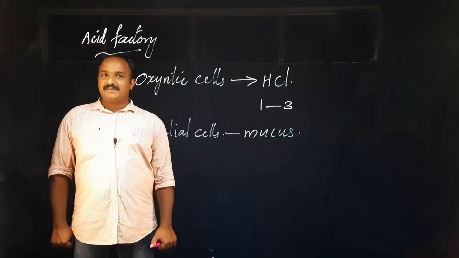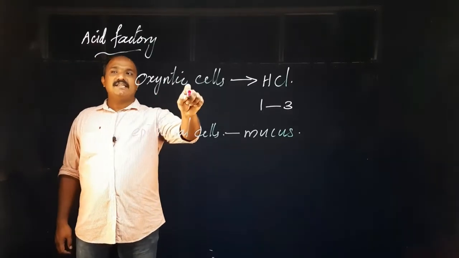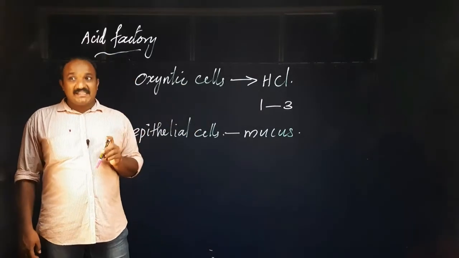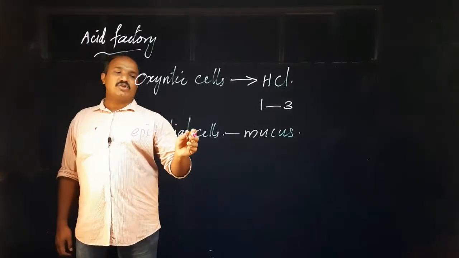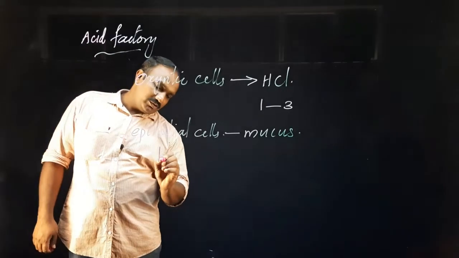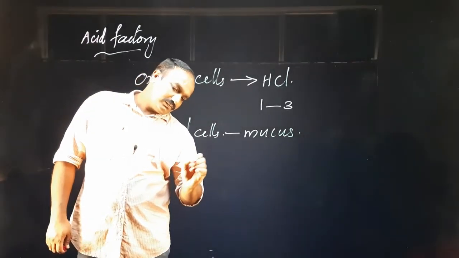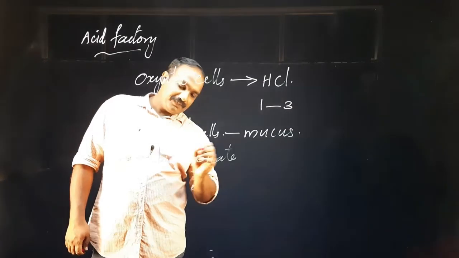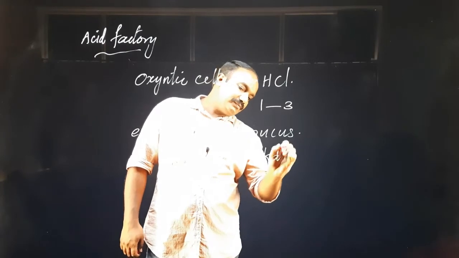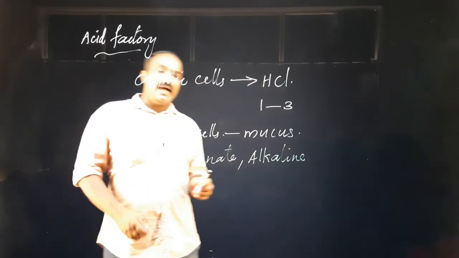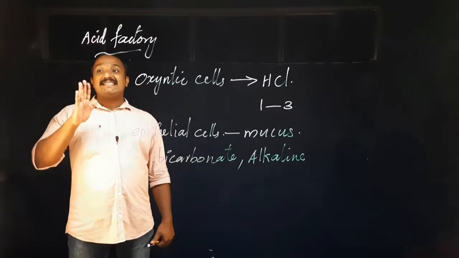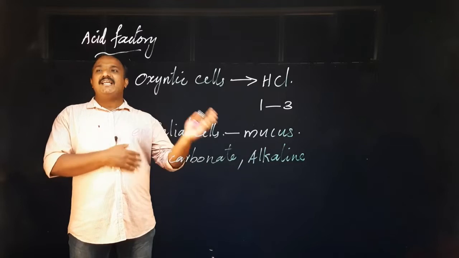Okay, these are the points. So who produces acid? Oxyntic cells present in the inner walls of the stomach produce hydrochloric acid, but some special cells present in the epithelial tissues of the stomach produce mucus. That mucus is a bicarbonate, and it is alkaline in nature. Two natures are there: acid nature and the opposite, alkaline nature.